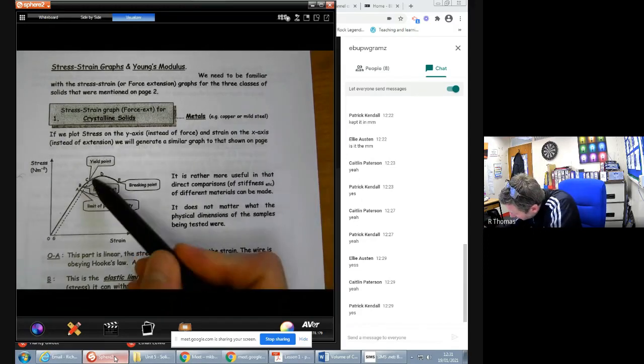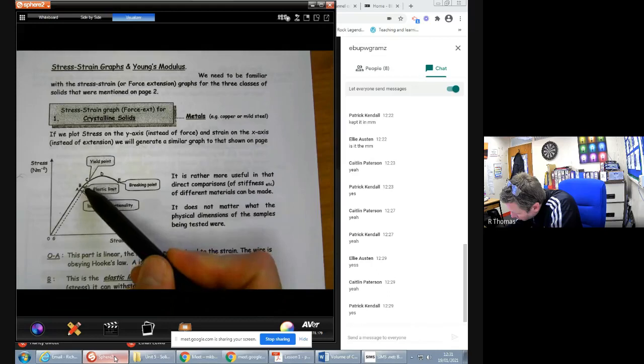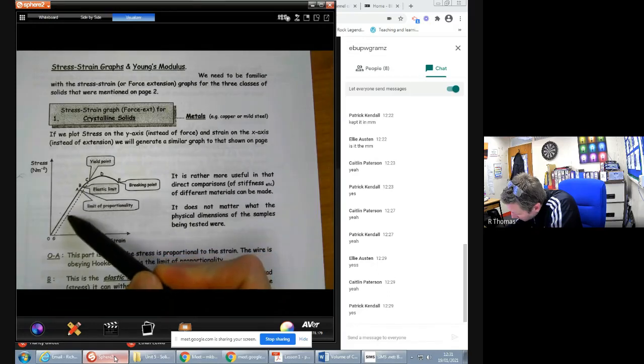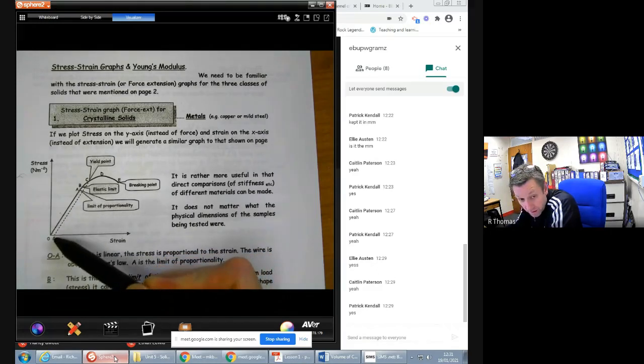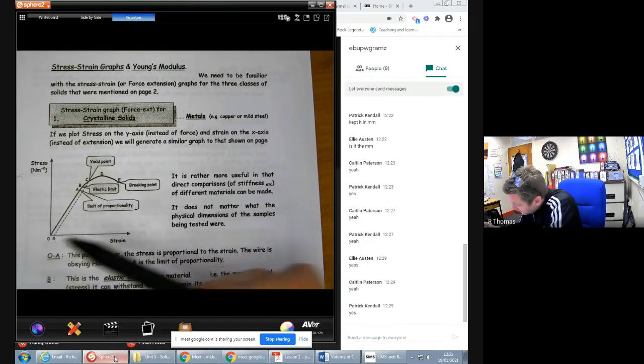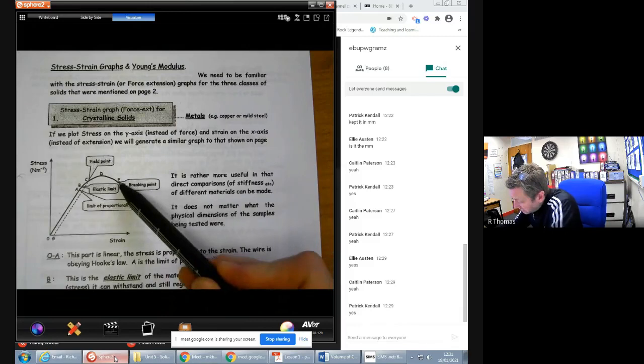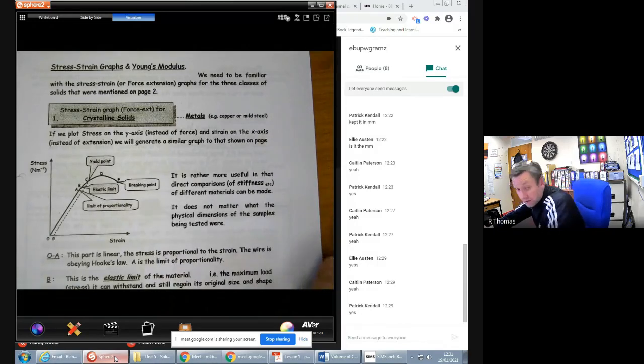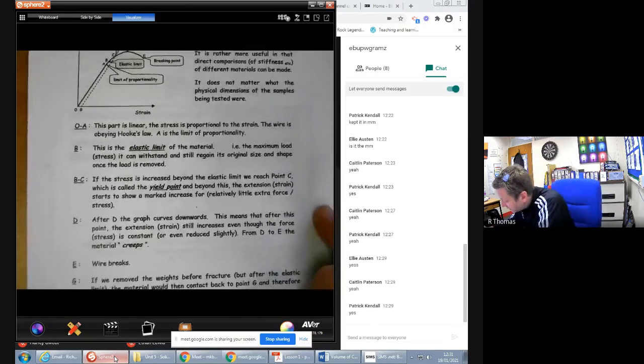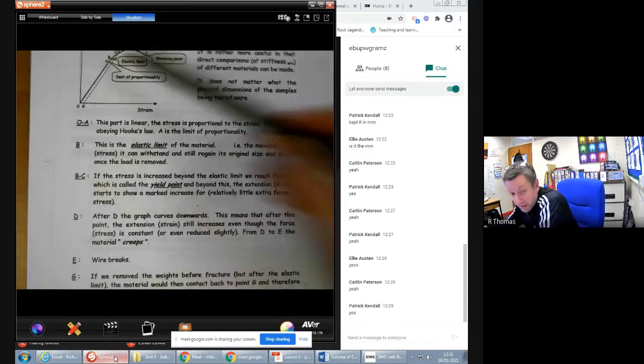Hence, at this yield point here, we draw a dotted line, okay? And it comes back to here. And that means it won't go back to its original length. And then finally, point E is called the breaking point, where it's going to snap. So let's just read through that in a little bit more detail. So O to A is linear, a straight line.